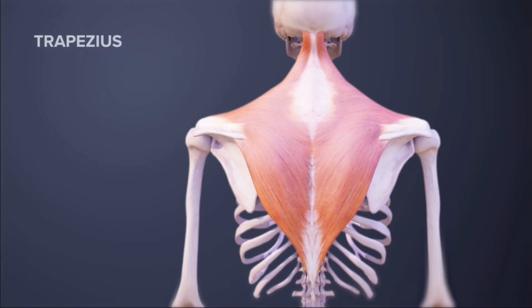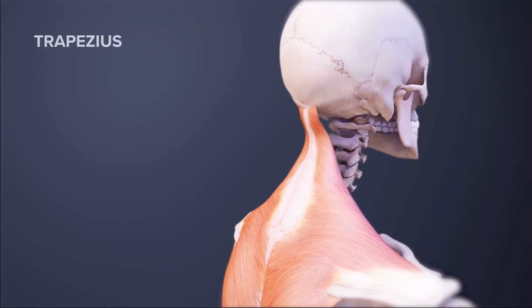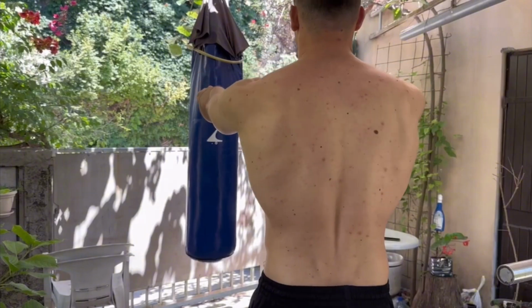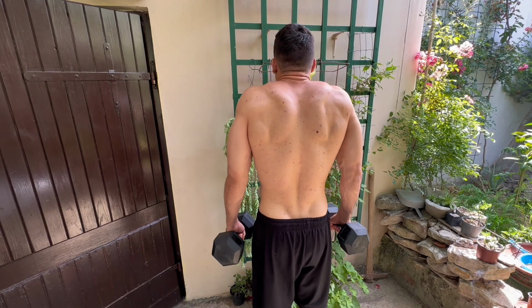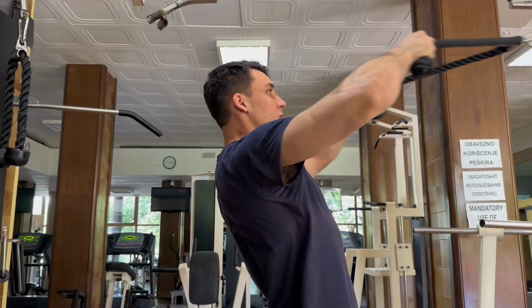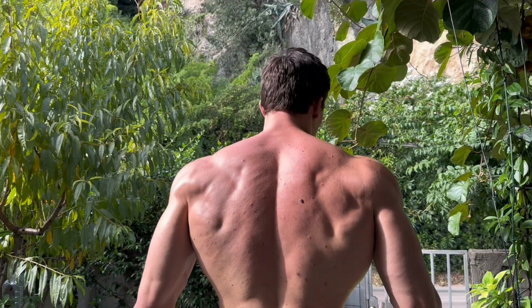Different sections of the muscle simply have different angles of the fibers, which is why it can move your shoulders in many different ways. So any exercise that involves scapular retraction, protraction, elevation, and depression is going to work your trapezius. Shrugs, pull-ups or pull-downs, any sort of rows, face pulls, and even rear delt flies, all of these are going to work your traps.